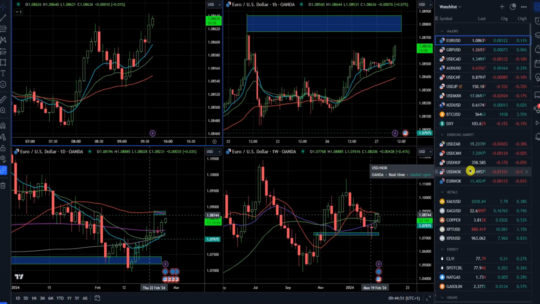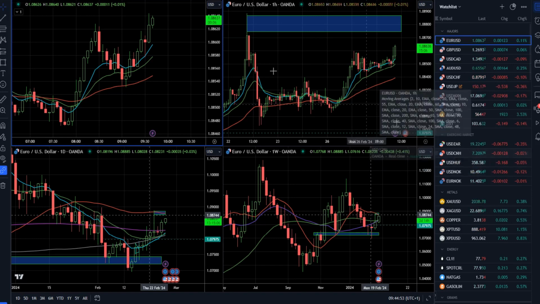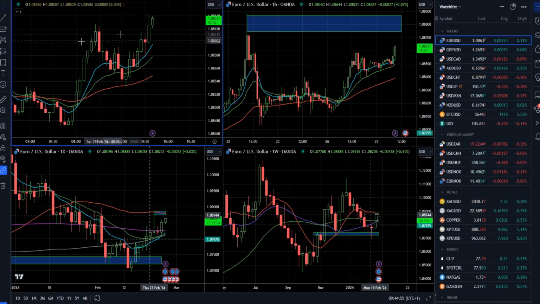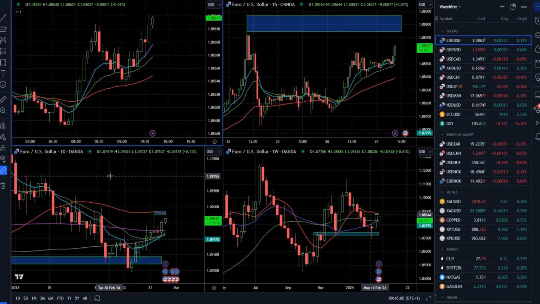I will start with Euro versus US dollar first. What we have here is a multi-time frame view. Here on the left is a 5-minute time frame, on the right 1 hour. Lower left daily and lower right weekly time frame.